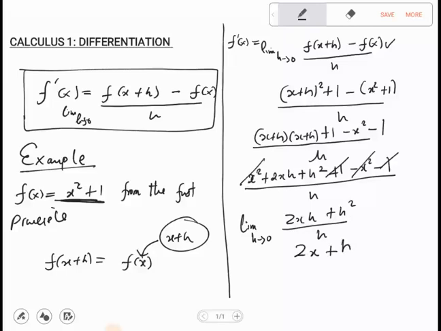Now, since h approaches 0, this means h is close to 0. So where there's h there, we put 0. So 2x plus 0 gives us 2x as the answer. So here our answer is 2x as the derivative of x squared plus 1 from the first principle.